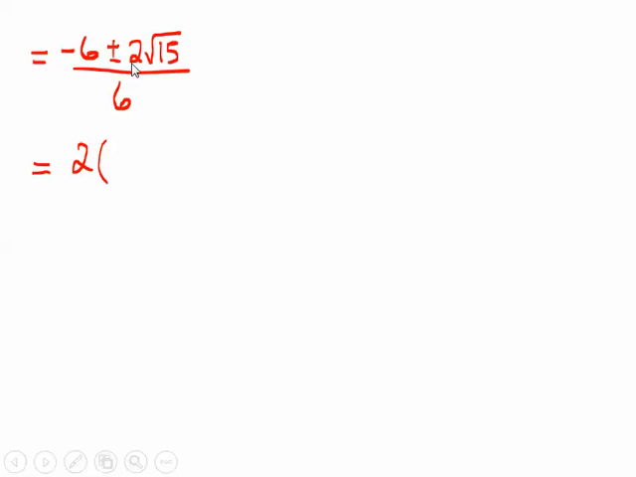Yeah, the 2, right? 2 goes into 2, 2 goes into 6. I can factor out the 2. Leftovers would be negative 3, plus or minus. And again, the 2 is already here, right? So it'd just be a root 15 over 6. That'd be sort of the mathematically proper way of doing it. You factor out what is common.